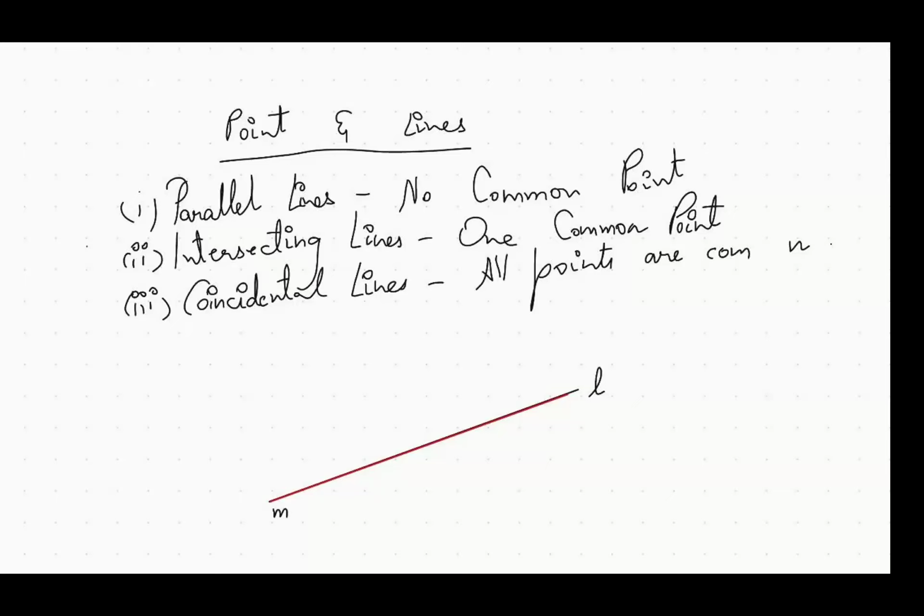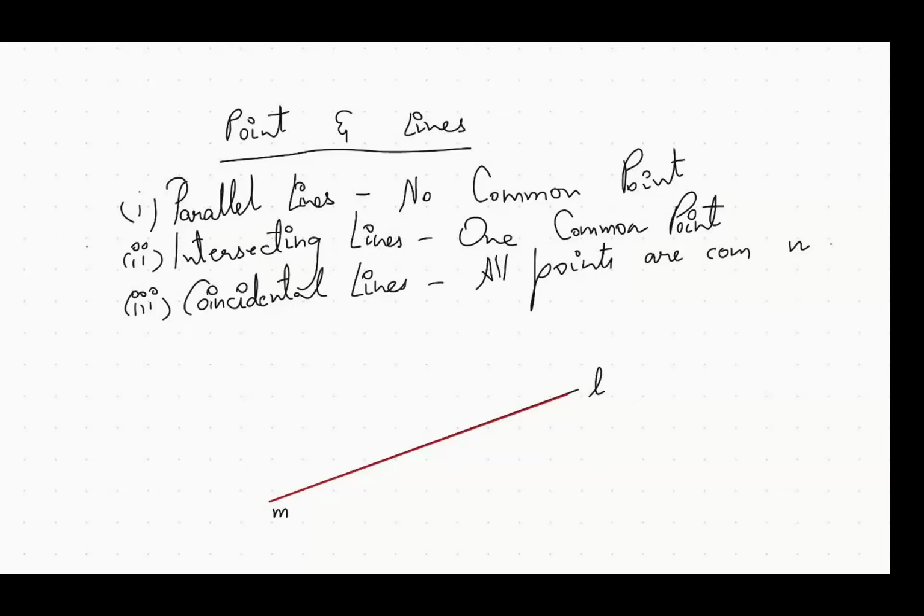I can't see them, ma'am. It's in red color, ma'am. I have made a black one first and then the red one. Where are the points?